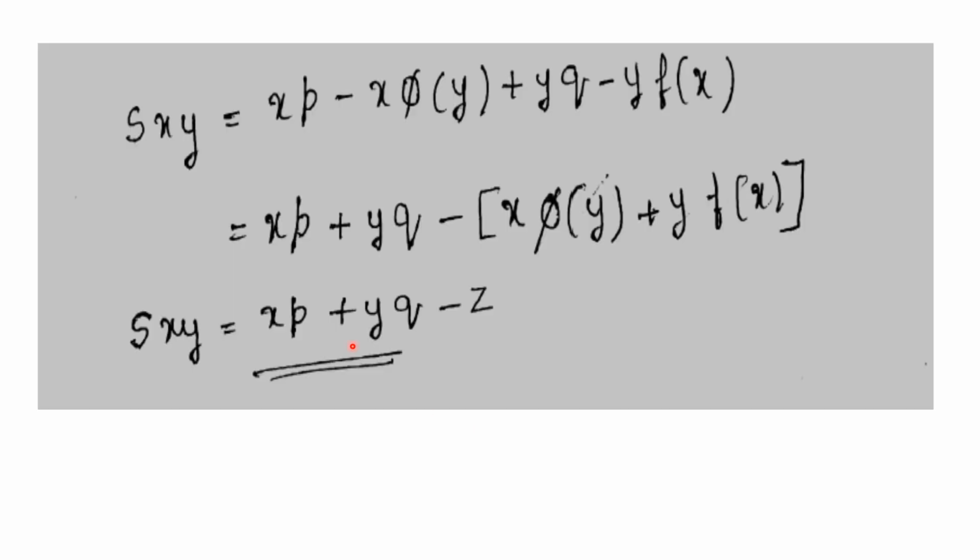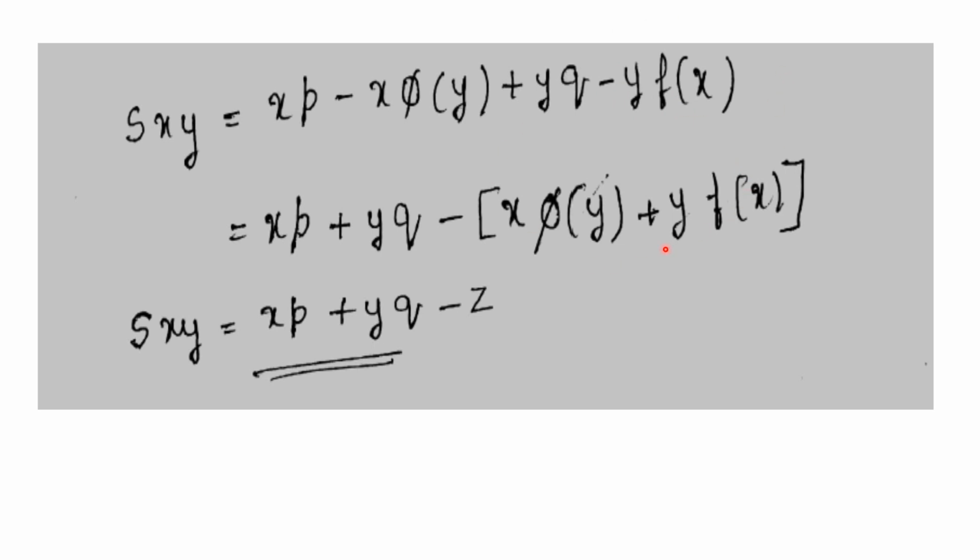So you get Sxy is equal to x into p is xp, x into phi of y is x phi of y, plus y into q is yq, minus y into f of x is y f of x. Alright, so now club the terms together. I'll write xp plus yq together and minus, I'll keep the negative sign outside, and the remaining terms I'll write as they are. So what are the remaining terms? That is x phi of y plus y f of x.